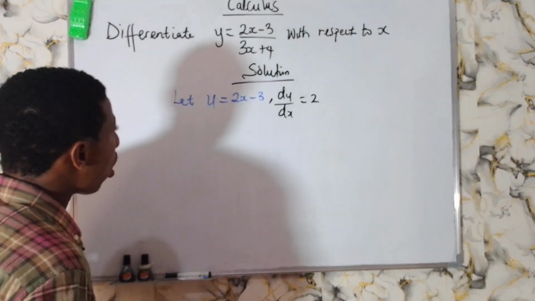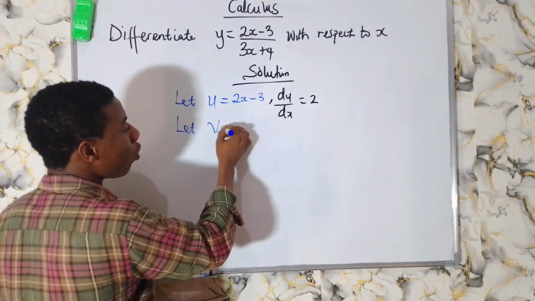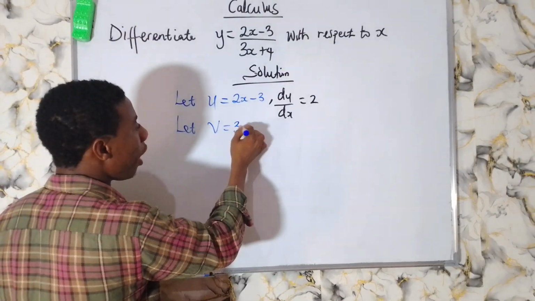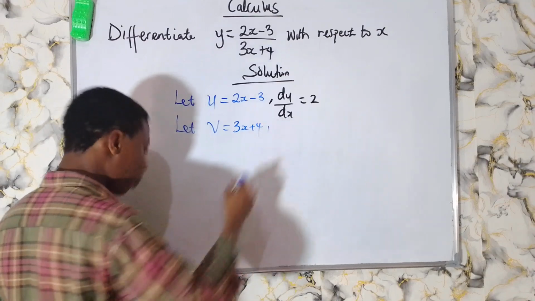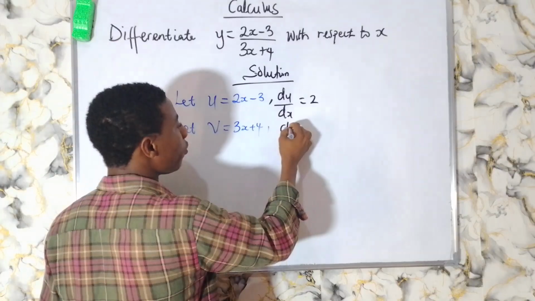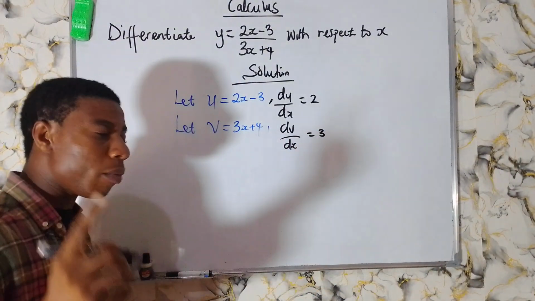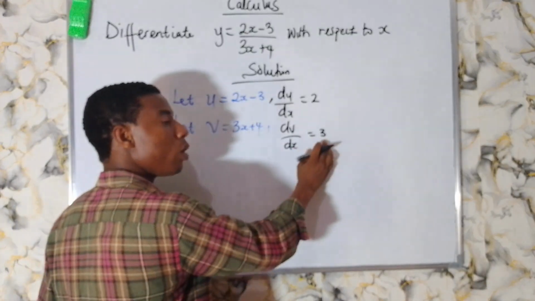The next thing is to let v equal the denominator, which is 3x plus 4. Now dv/dx equals 3, the same concept. If I differentiate this, I have only 3.